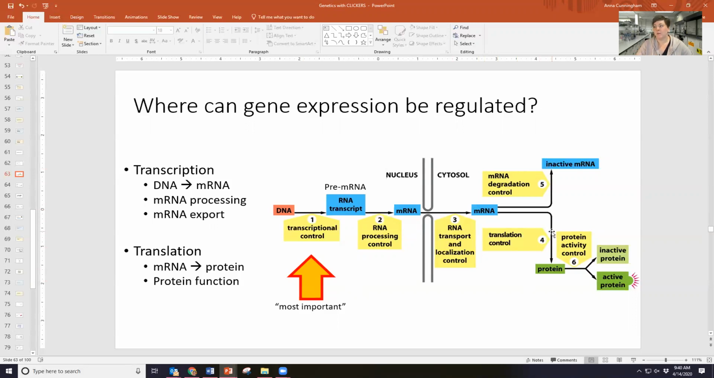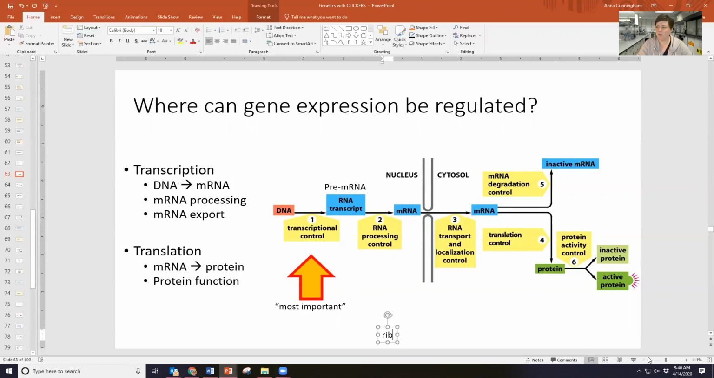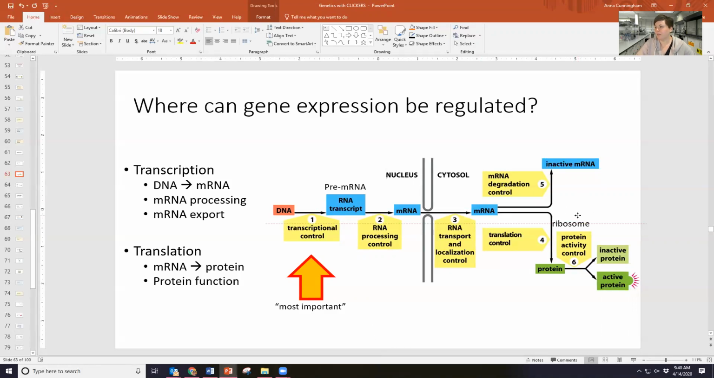So that would be number 4, would basically be a ribosome. Let's go ahead and put that there. Would be occurring at a ribosome right here, where we make a protein. But then we can also have that protein do stuff. So that's what you're looking at here, the process of going from DNA to RNA and its processing, that RNA leaving the nucleus, and then associating with a ribosome for translation.